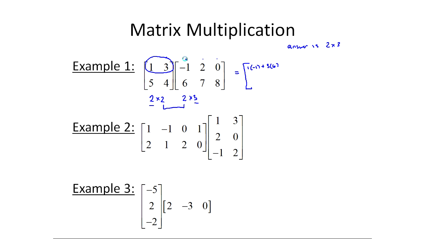So that first entry was me taking that first row and doing the dot product with the first column. Now I'm going to take this first row and do a dot product with the next column. So I'm going to get 1 times 2 plus 3 times 7. And now I'm going to do a dot product with this. So I did it with this, did it with this. Now I'm going to do it with this one. Get 1 times 0 plus 3 times 8.